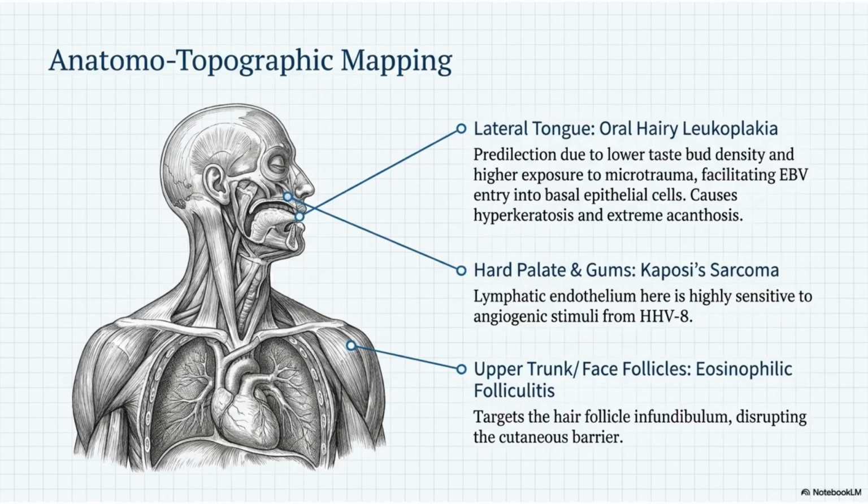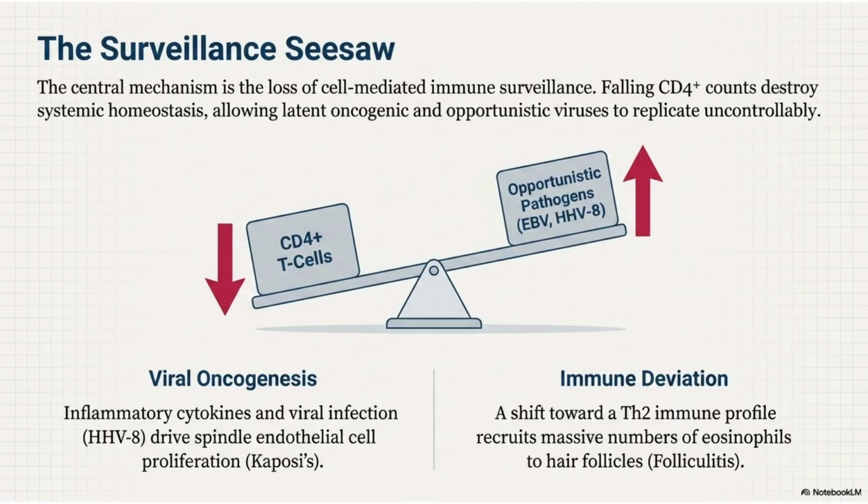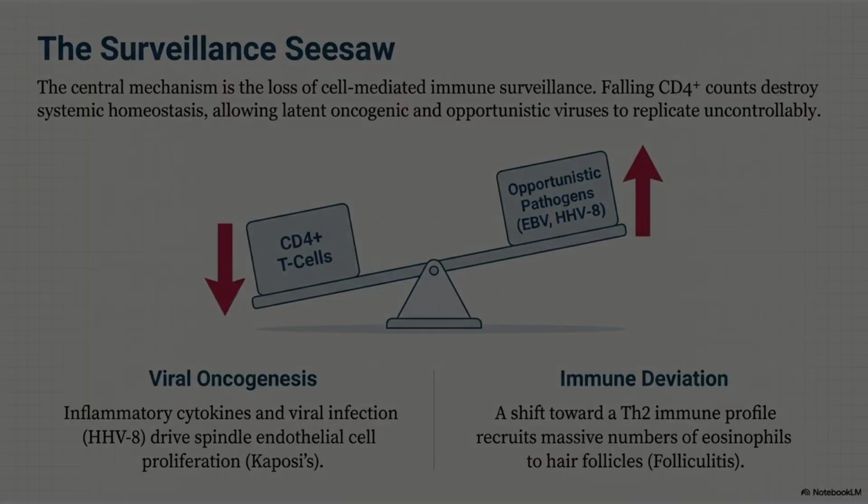Now, contrast that inflammatory chaos with the highly targeted viral oncogenesis of Kaposi sarcoma. Right, which is driven by human herpesvirus 8 or HHV8. Kaposi's operates on a totally different wavelength. Completely different. HHV8 infects the endothelial cells lining the blood and lymphatic vessels. But it doesn't just destroy them, does it? No. The virus expresses a suite of proteins that mimic the host's own cellular signaling molecules. So it produces a viral homolog of interleukin 6, and it aggressively upregulates vascular endothelial growth factor, or VEGF.